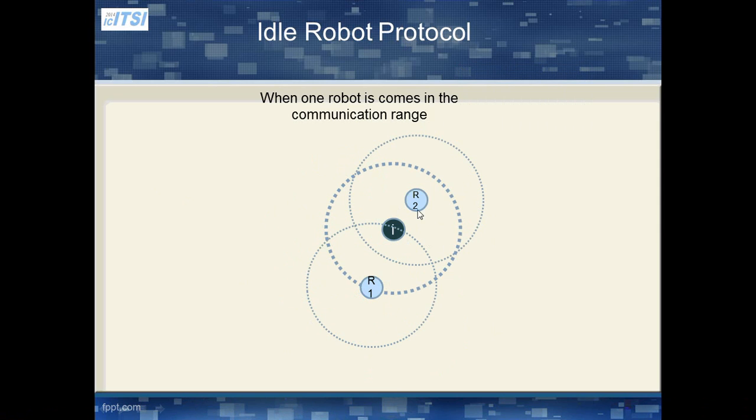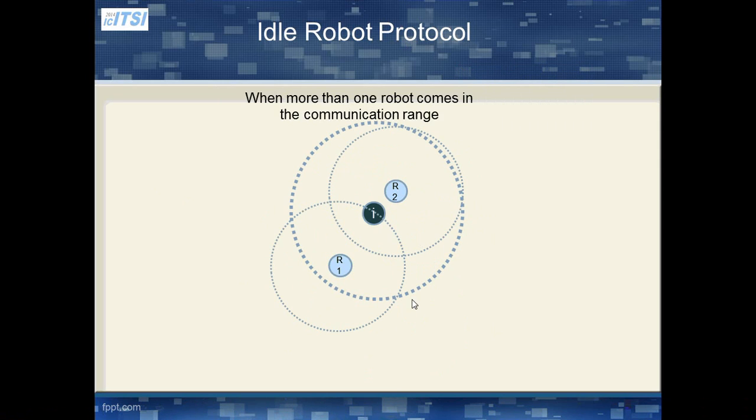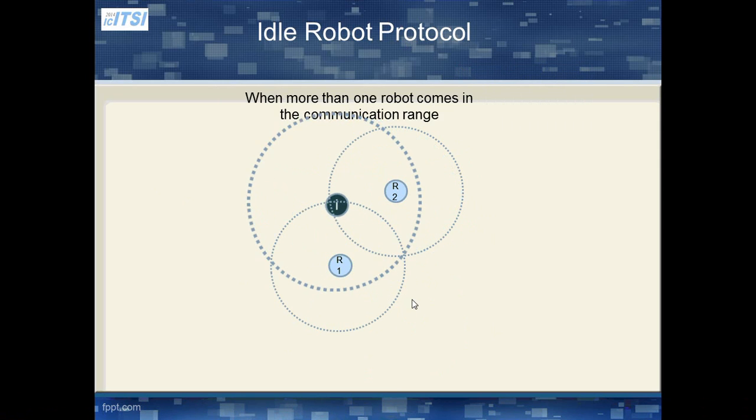Say if any other robot R2 comes in the communication range of I, that is the idle robot, it automatically comes in the communication range of R1. So the overall communication range can be seen to be increased. In this scenario, the idle robot goes to the periphery of the whole network, that is R1 and R2, and hence the communication range of the robot system R1 R2 is effectively increased.